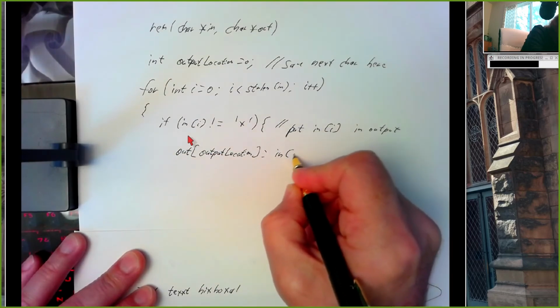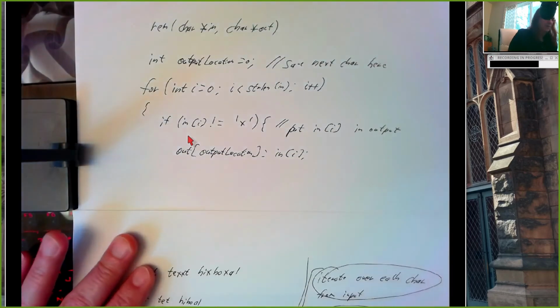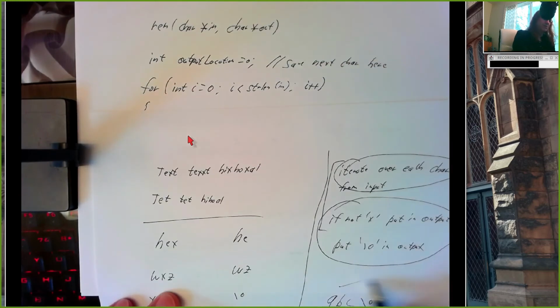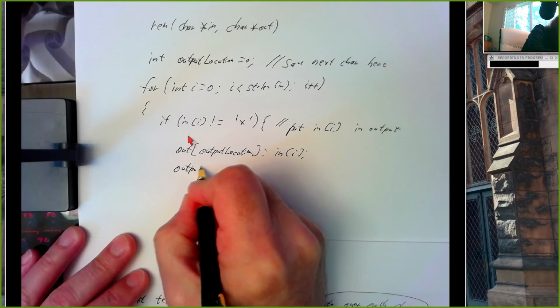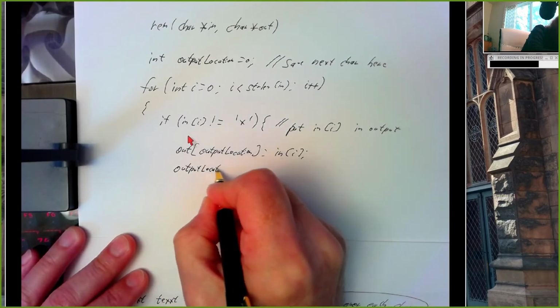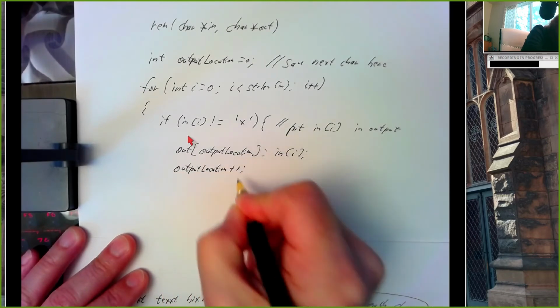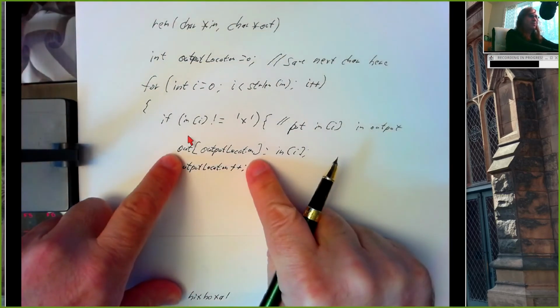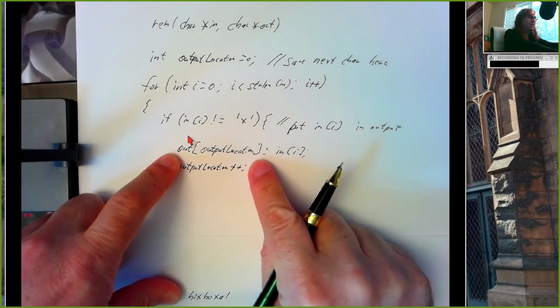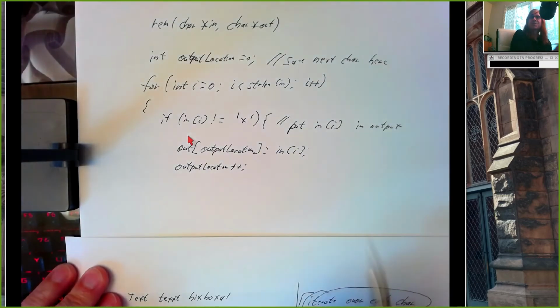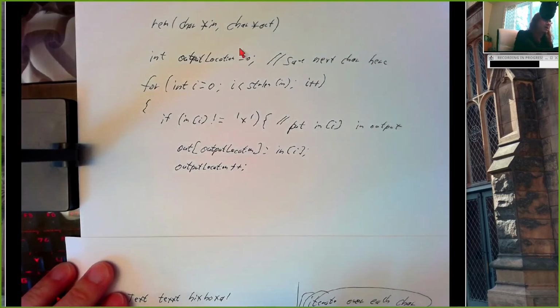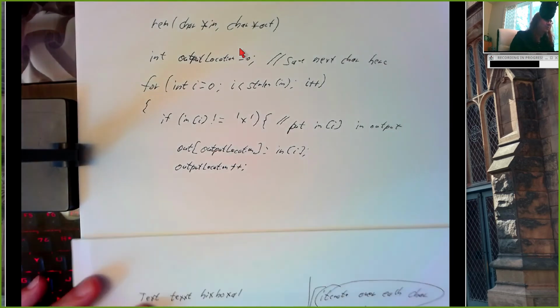equals input bracket I. That will copy our character into the next spot in our output, and then I'm going to increment output location so that the next time we get to this statement, it puts our character into the next spot in the output. And I could also just put the ++ inside here if I wanted. But the goal is, after we copy this, let's increment output location.